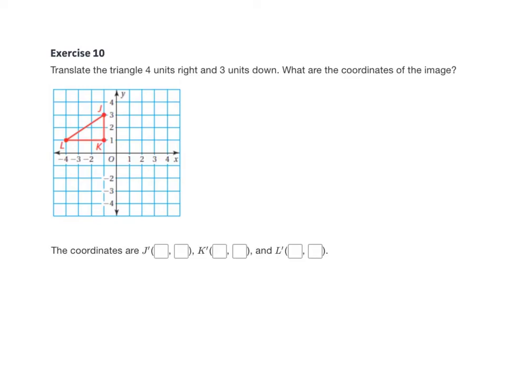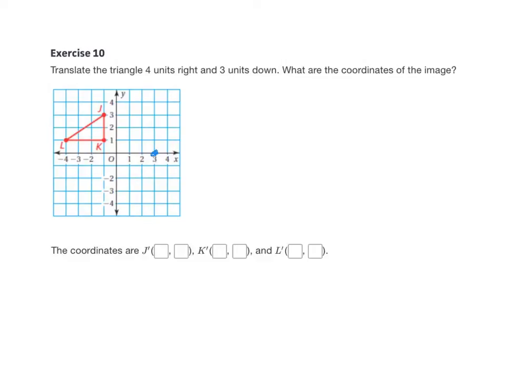Alright, translate the triangle 4 units to the right and 3 units down. So here's what I'm going to do. 4 units to the right, I'm going to take J, and I'm going to go over 4 units to the right, 3 units down. 1, 2, 3, 4. 3 units down. 1, 2, 3. So we have a dot. I'm going to use a different color here. Should be right here at 3.